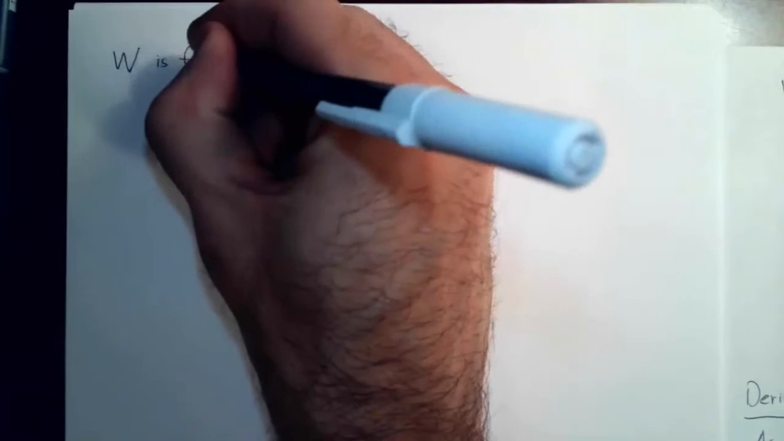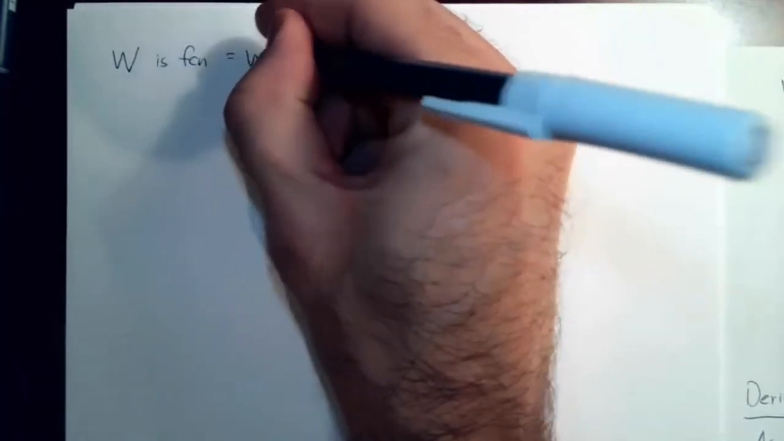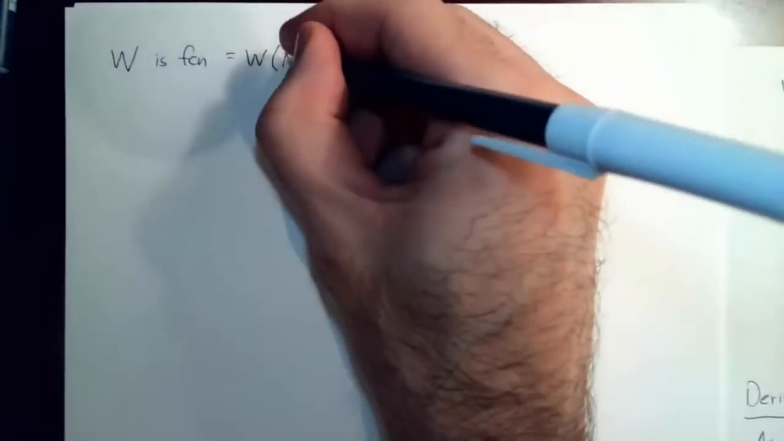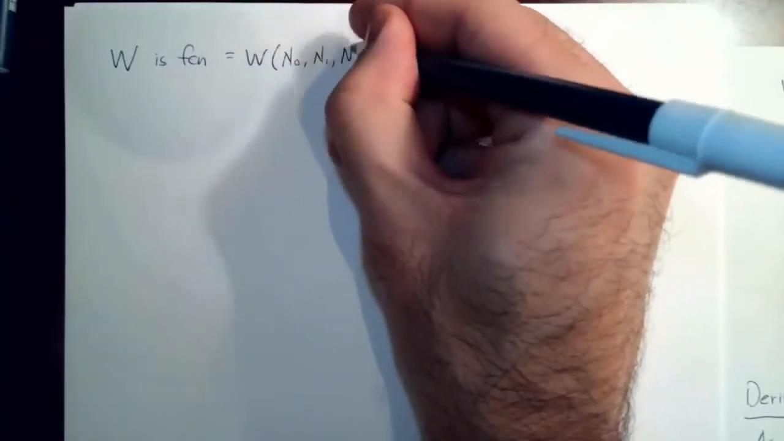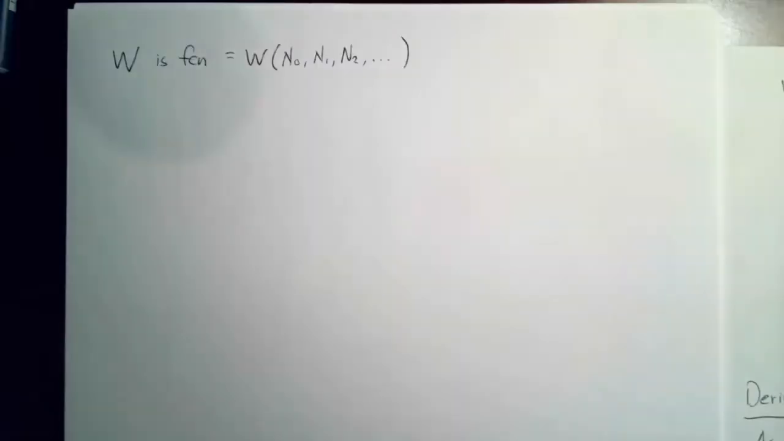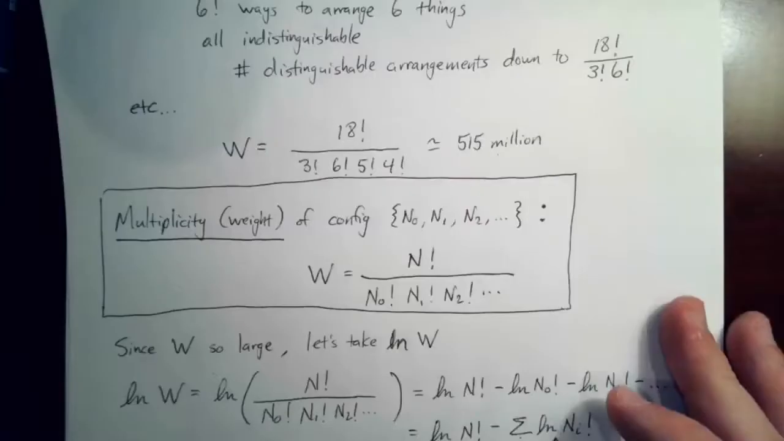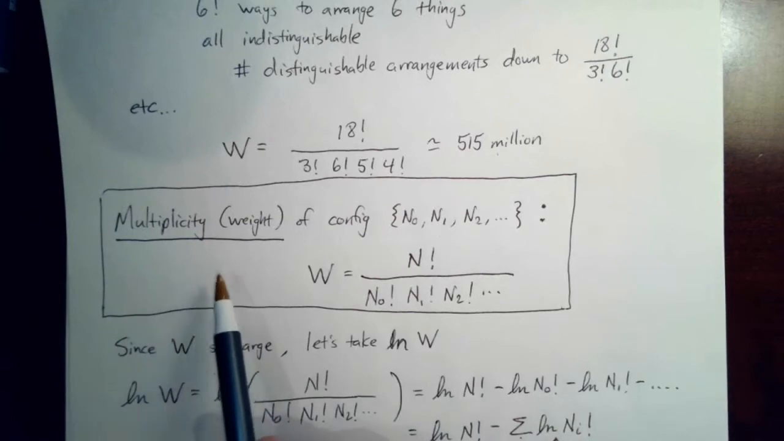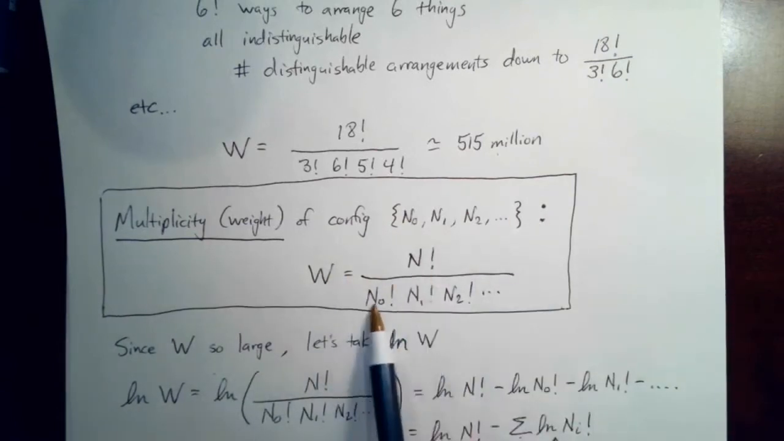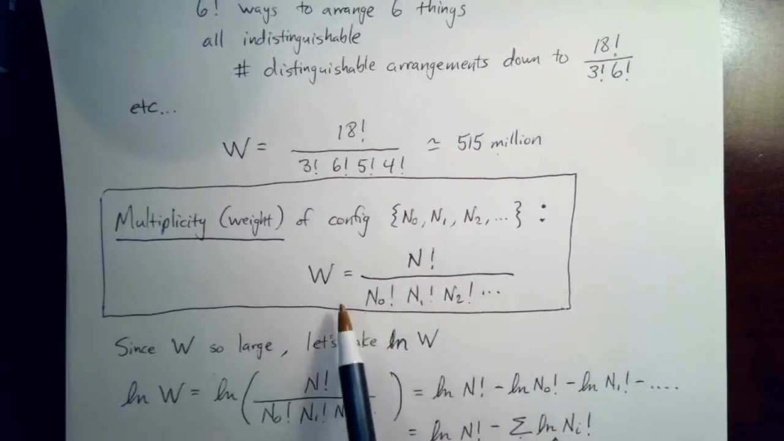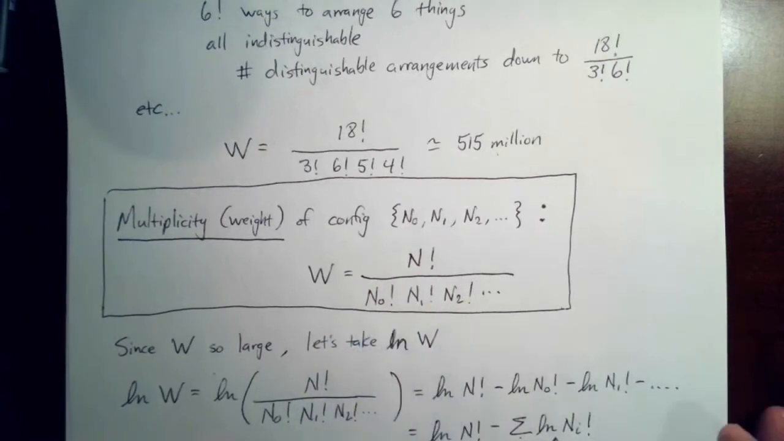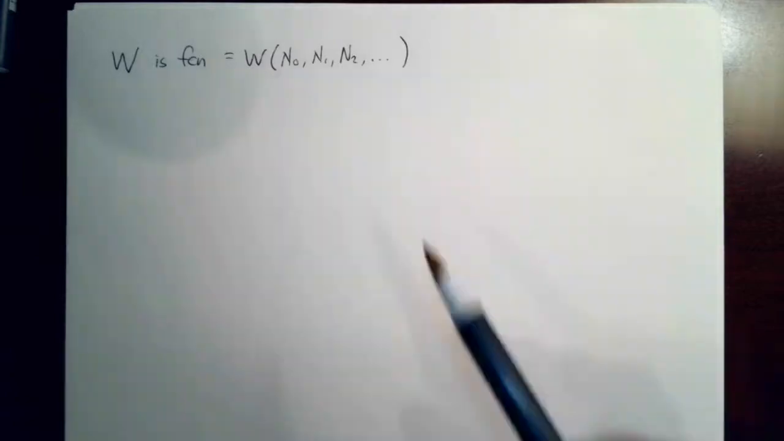So we'll be taking the derivative of W, that's the function whose maximum we want to find. And W is a function that equals a function of n0, n1, n2, and so on. So these are all the variables that W depends on. We can see this clearly if we look back at our definition of the multiplicity for a configuration like this. It's N factorial over all these other factorials, where capital N is just the sum of n0, n1, and n2. So really the only independent variables that we have are n0, n1, n2, and so on. Okay, so W is a function of those variables.